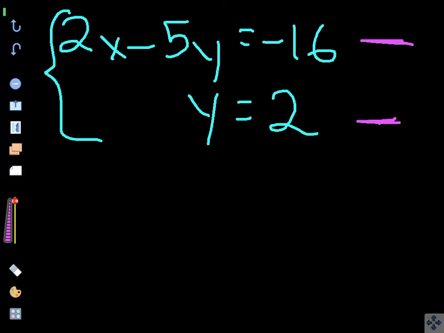Now what you want to do as your first step in a substitution problem is substitute for one variable. So we have y equals on the bottom, and specifically y equals 2. Because we know in this system that y equals 2, anywhere we see y in the system, we can substitute it with 2. So in the top equation, we have 2x minus 5y equals negative 16. We know that that y is equal to 2, so we can rewrite the top equation substituting 2 in.